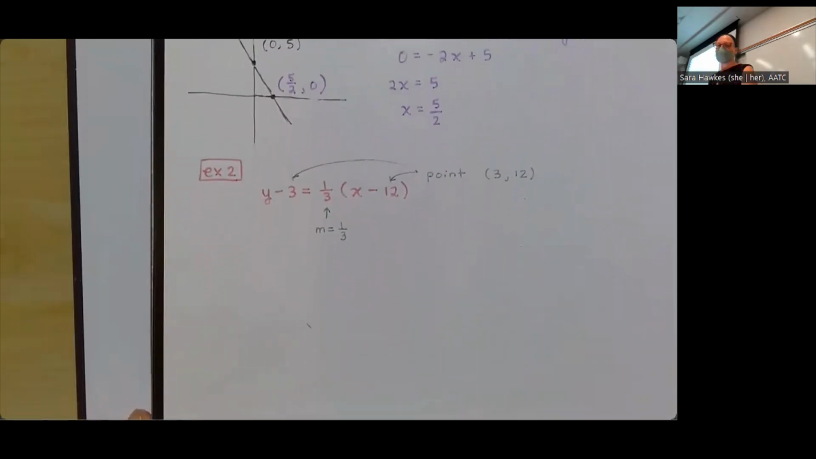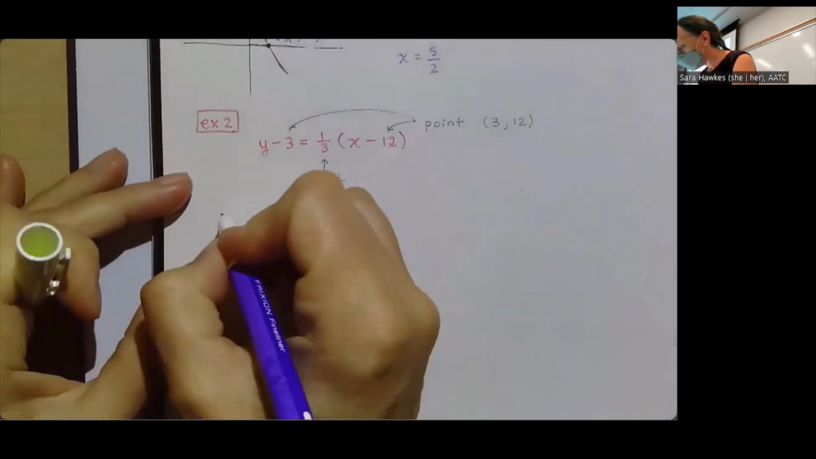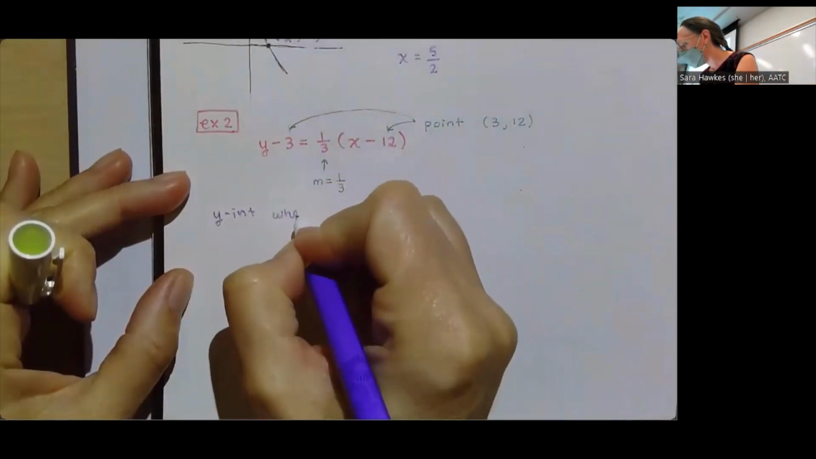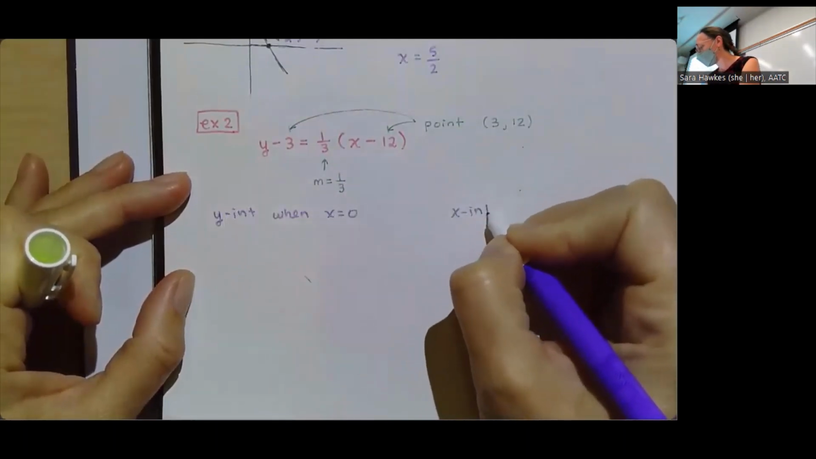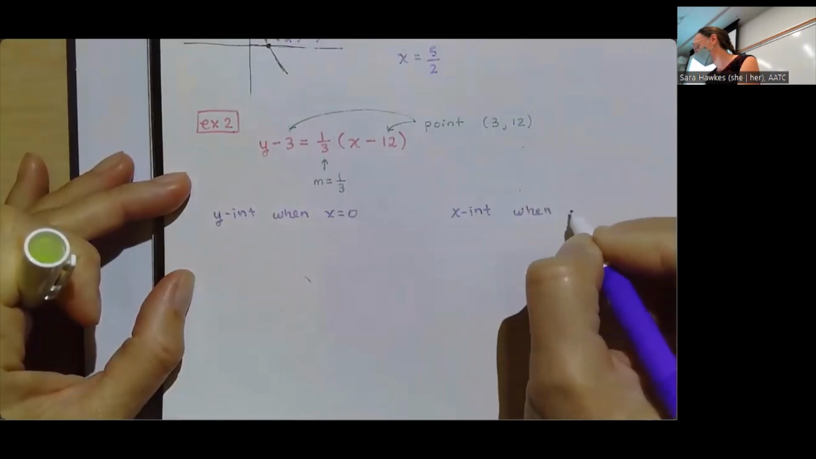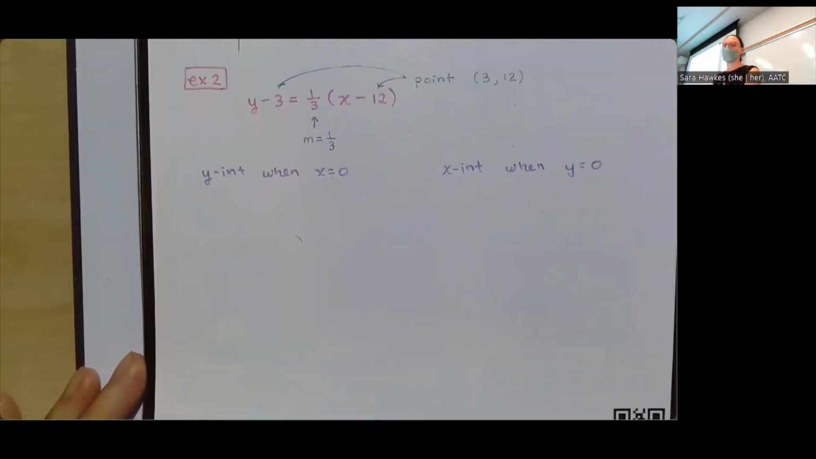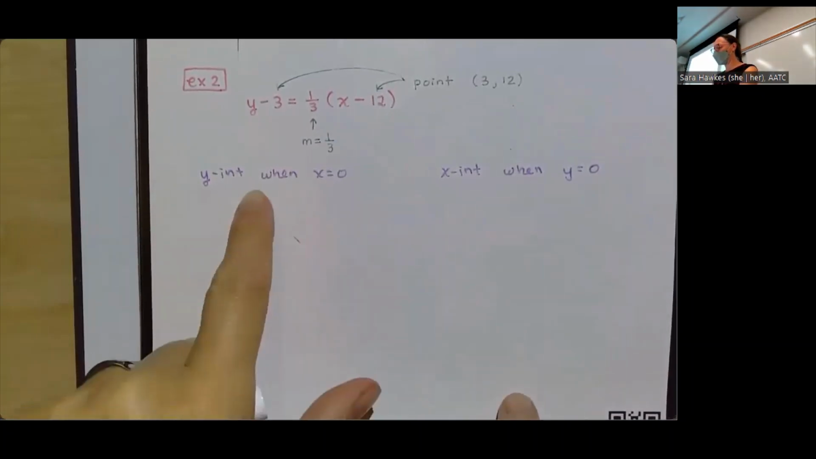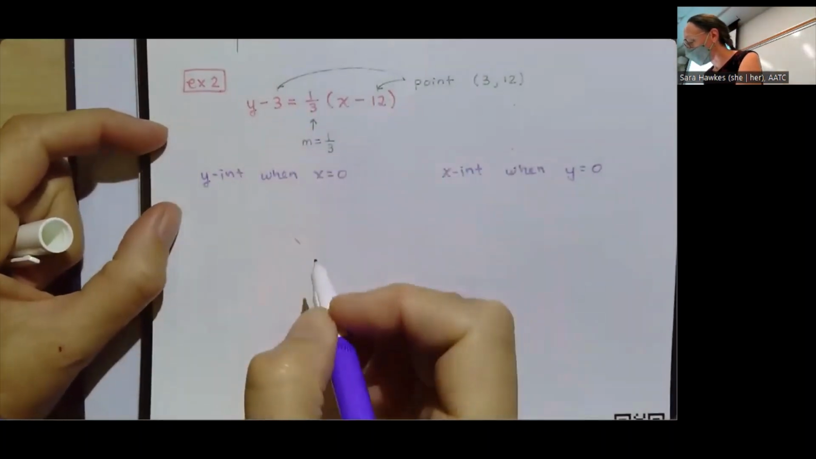So if I go in for the X and Y intercepts, Y intercepts happen when the X value is 0, and X intercepts happen when the Y value is 0. So I'm going to give you all a minute or two on your paper to try to come up with what the X and Y intercepts are after you plug in the appropriate value.